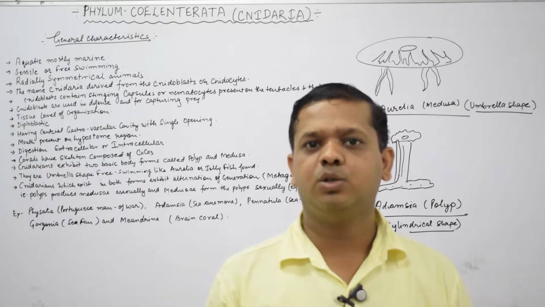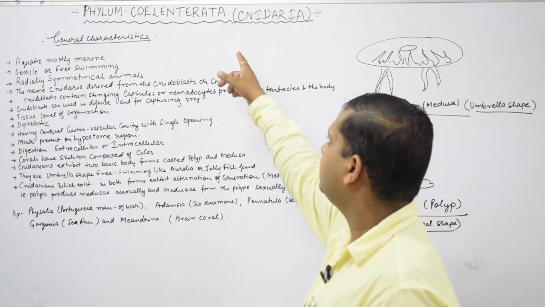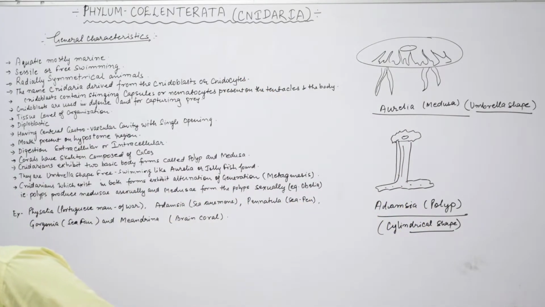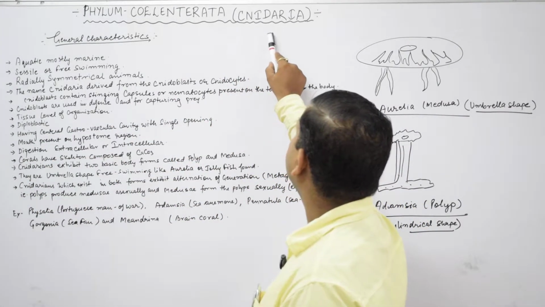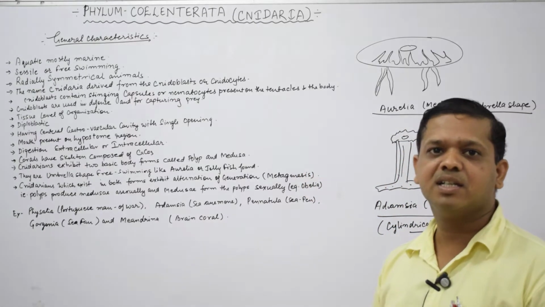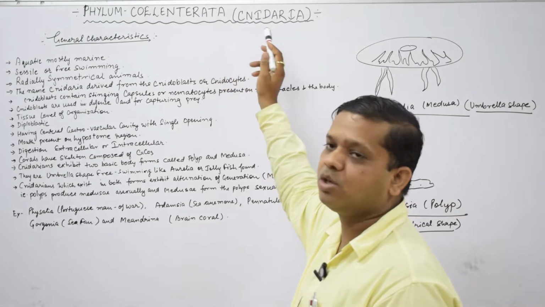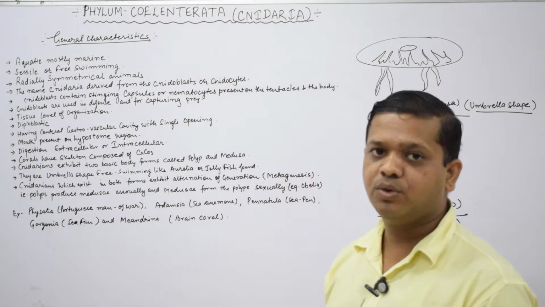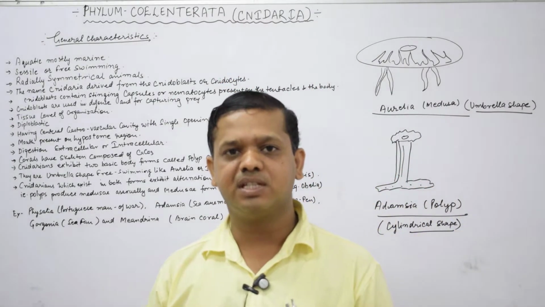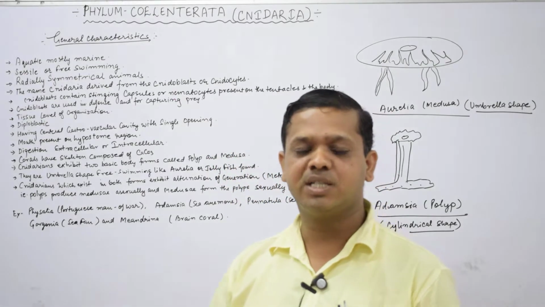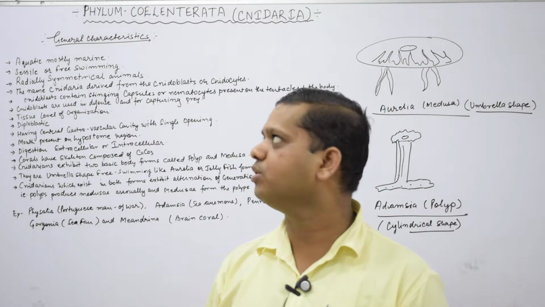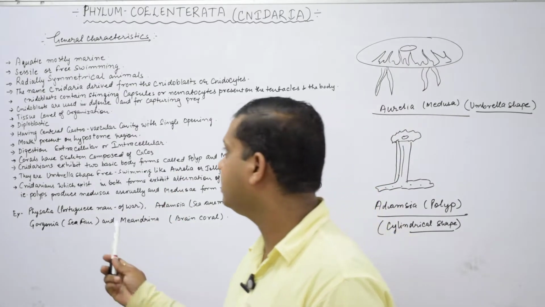Hello friends, today we will talk about phylum Coelenterata. Phylum Coelenterata is also known as Cnidaria. We will discuss the general characteristic features of phylum Coelenterata, which is also known as Cnidaria. These features will be helpful in spotting as well as in the board exam. So we will take a look here.